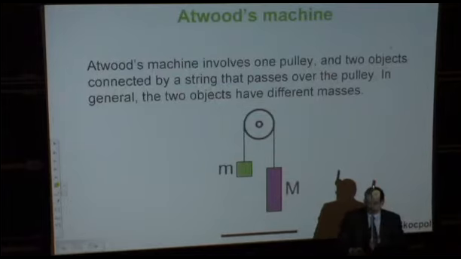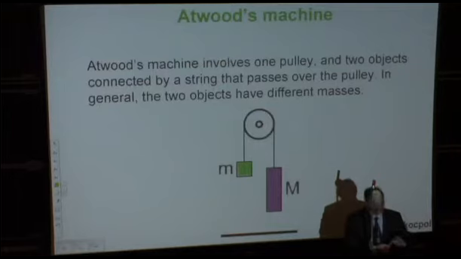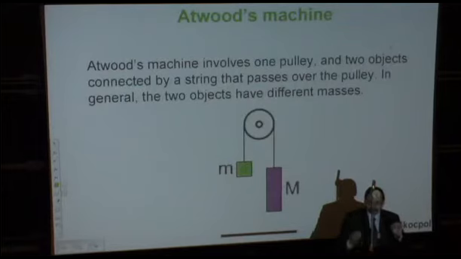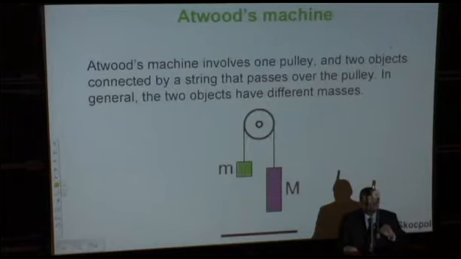I have to break the equilibrium. I can add some mass, and this is a 10-gram weight. And in that situation, it doesn't matter which is higher, which is lower. The one which is heavier starts moving down. The one which is lighter starts moving up.